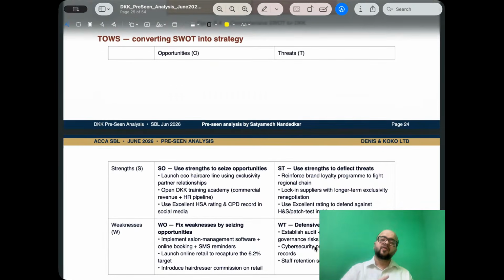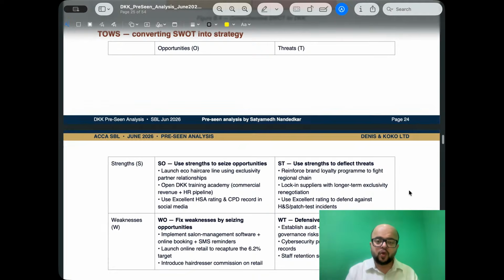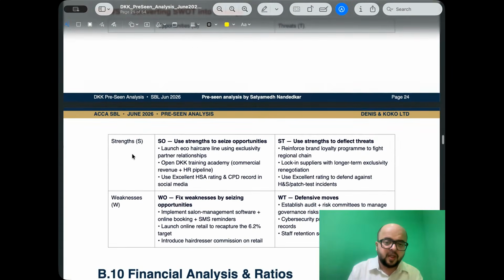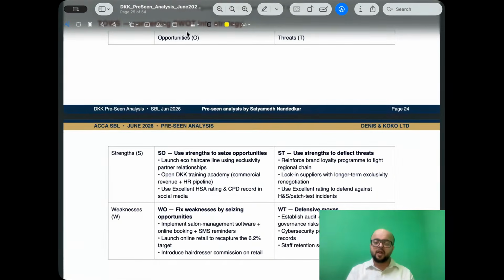Okay. And when we see what the TOWS matrix is, it helps to convert the strength, weakness, opportunity, threat analysis into the next strategy. So TOWS: threat, opportunity, strength, weakness. Strength and opportunity combined: use strengths to seize opportunity. Launch eco hair care line using exclusivity partner relationships.